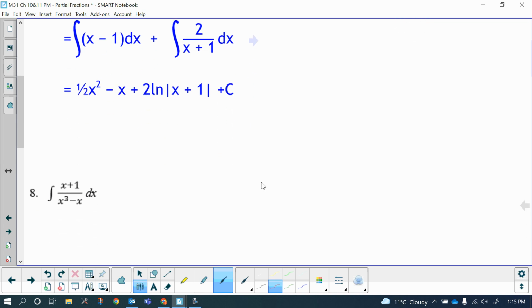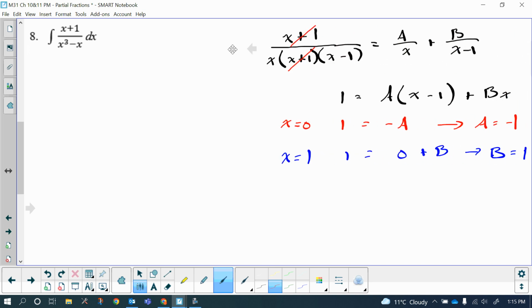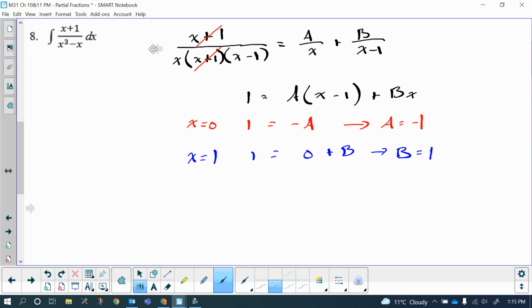Looking at question number 8, we have an interesting thing that happens here, where once we factor the denominator, we see that there's a common factor in the numerator. So there's a non-permissible value here that we need to keep in mind when we write our final answer. So here I'm going to say x can't equal negative 1 because that's the point of discontinuity for this function.